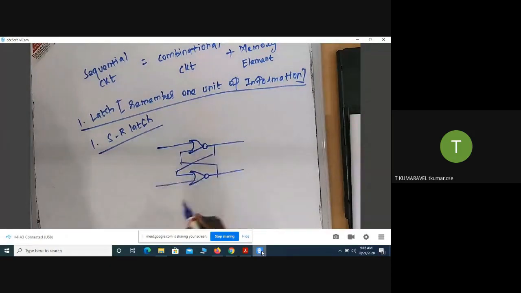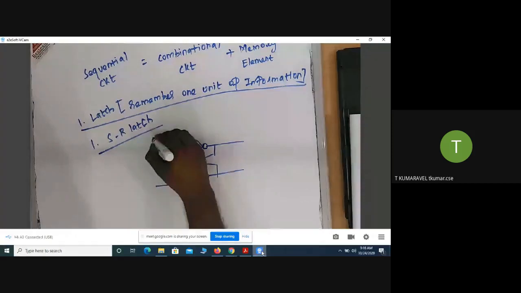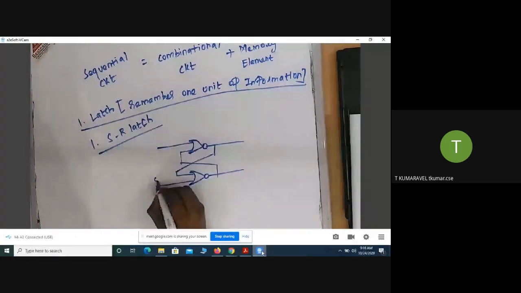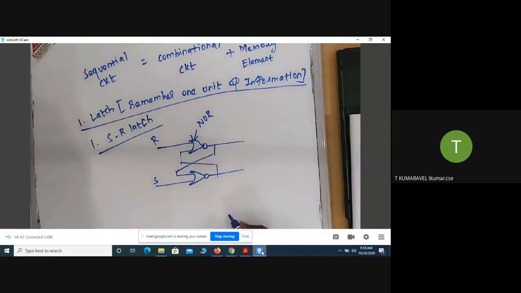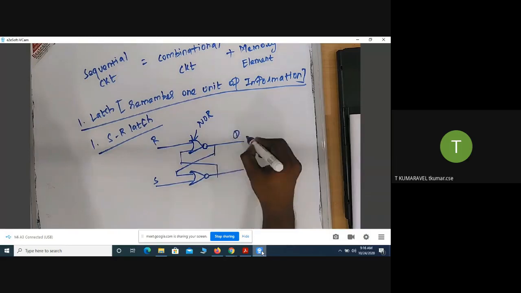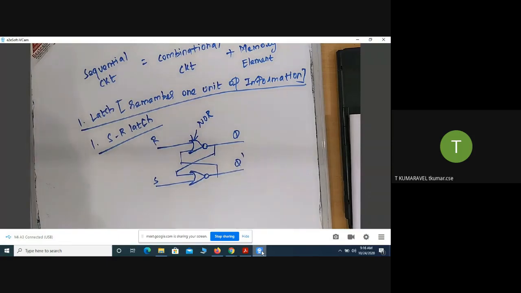Okay, this is a circuit diagram for an SR latch. This is called a NOR gate. This is also a NOR gate. It is going to produce two outputs. One is called Q, another one is called Q bar. First I will talk about the behavior of the NOR gate.